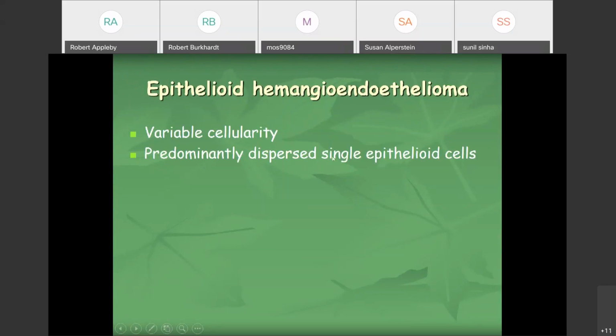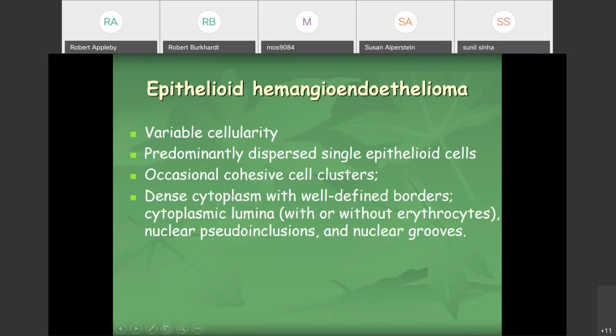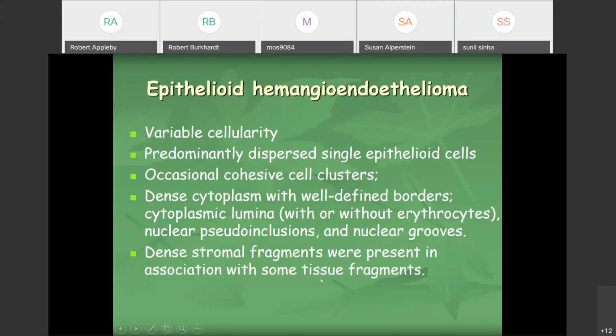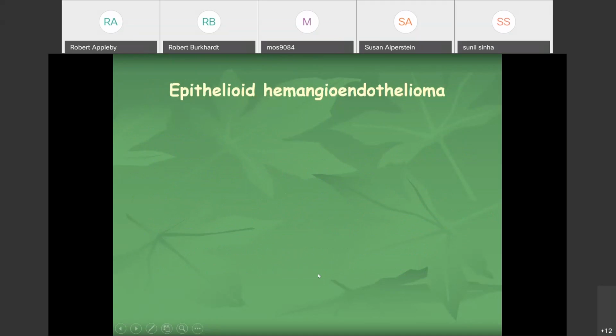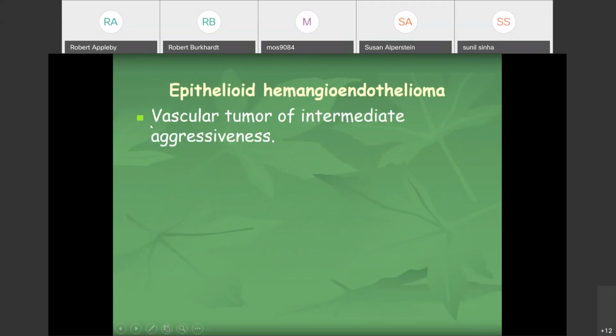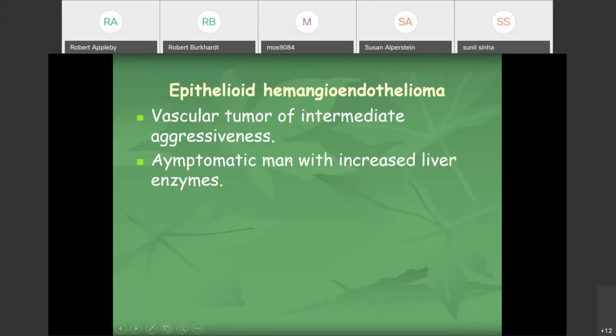Here's what I just showed you, single cells, occasional clusters. Then cytoplasm with well-defined border, cytoplasmic lumina. Sometimes you have the red blood cells in it. Then stroma. It's epithelioid hemangioendothelioma. It's a vascular tumor of intermediate aggressiveness, asymptomatic man with abnormal liver function test.